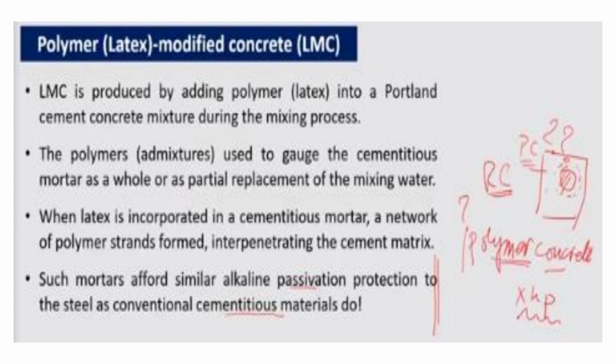So when latex is incorporated in a cementitious mortar, a network of polymer strands is formed, interpenetrating the cement matrix basically. Such mortars afford similar alkaline passivation protection to the steel as conventional cementitious materials do. So the passivation protection of the mortars is similar to that of the steel as done by conventional cementitious material.